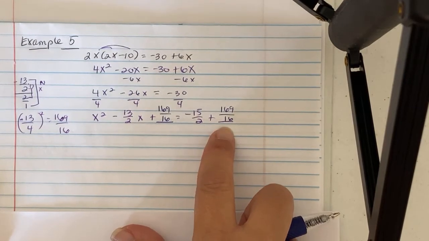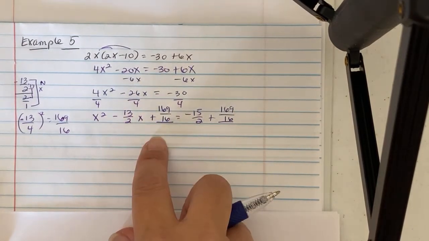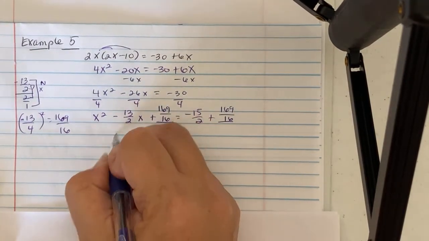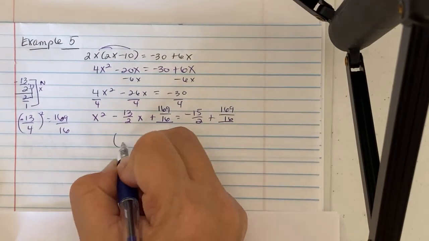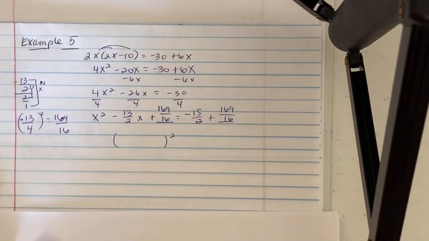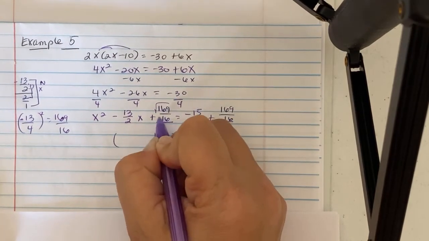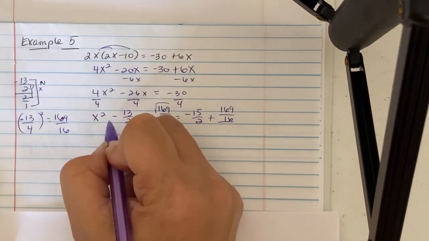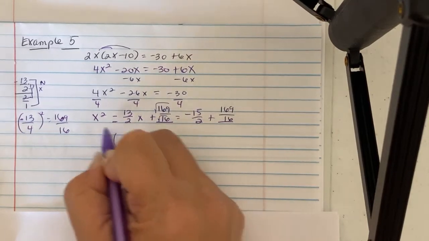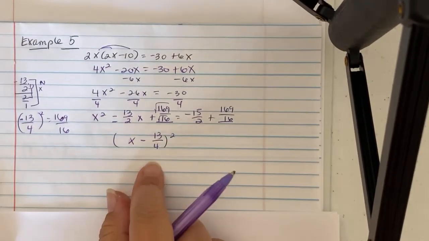Once you're here at this point, remember you need to collapse this down to a power of 2. So in order to get our back end, remember the square root of 169 is 13. The square root of 16 is a 4. The sign in the middle is a minus sign, and the variable is an x. So that's the left side of the equation.